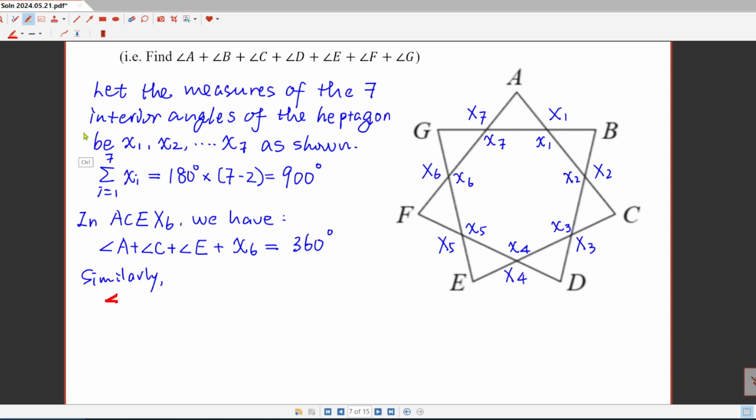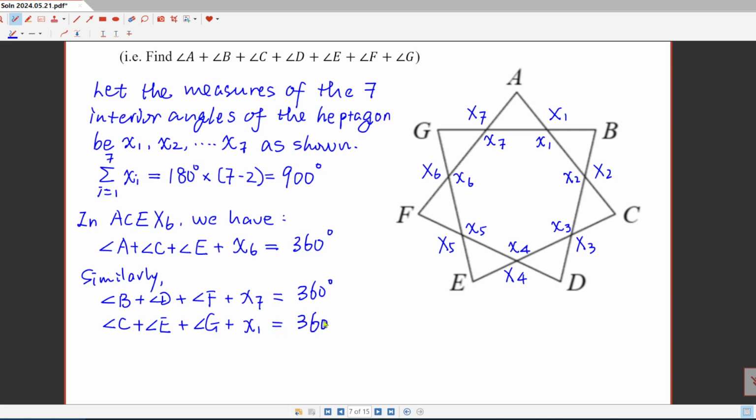So similarly, we have angle B plus angle D plus angle F plus x1, x7 equals 360 degrees as well, and also angle C plus angle E plus angle G plus x1 also equals 360 degrees.